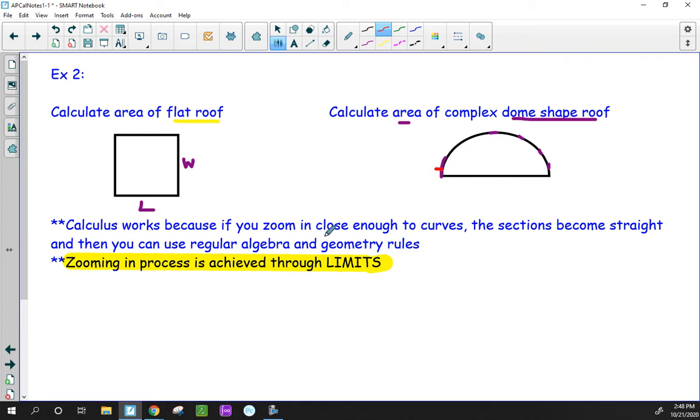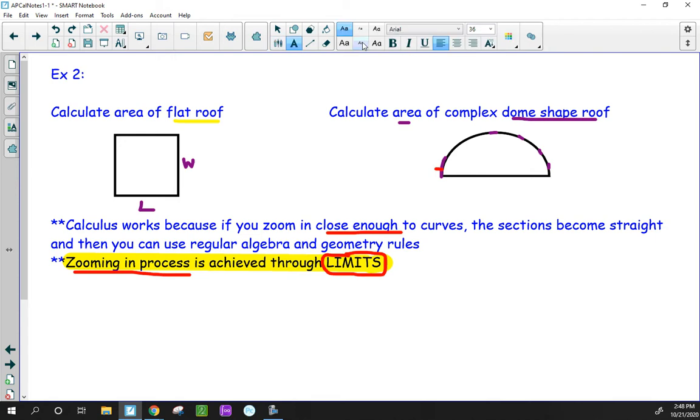And if you zoom in close enough to the curve, the sections are going to become straight. And then if we can do that, then we're allowed to use regular algebra rules and geometry rules. So even though we know this isn't straight, we'll take one specific location and zoom in on that location as close as we can get, and kind of think about it as straight, use regular algebra rules, and the zooming in process is achieved through what's called a limit. And a limit is one of the big 3 ideas in calculus.